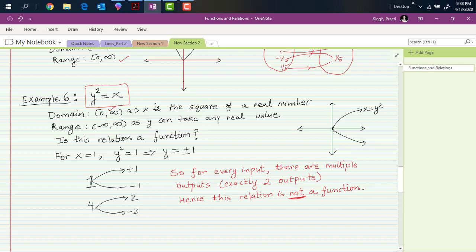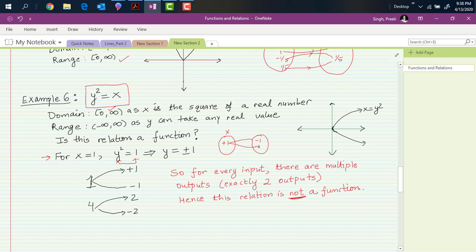But once you enter any positive value here, since you have y squared, let's look at this particular line right here. If x is 1, which is positive, you're solving for y square equals 1. Which two values square equals 1? Y equals plus 1 and minus 1. So what is happening here? Suppose this is my plus 1, this is my x value. It's mapping to two values in the y side, plus 1 and minus 1.